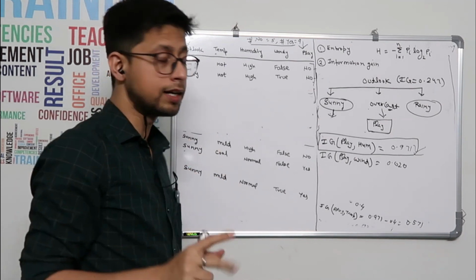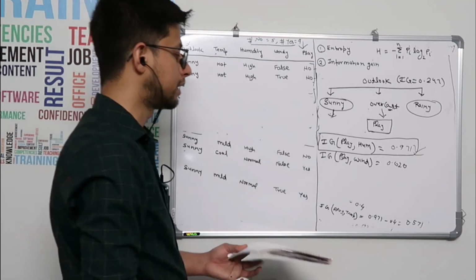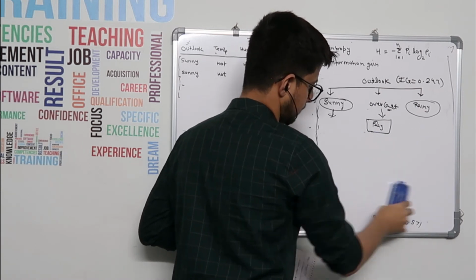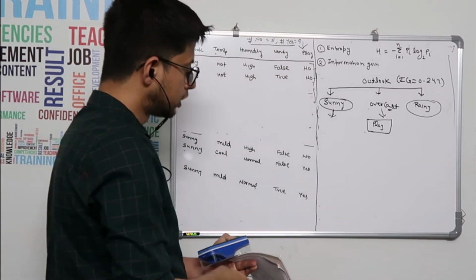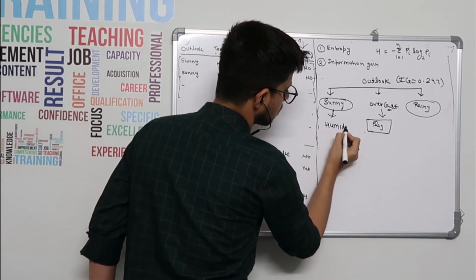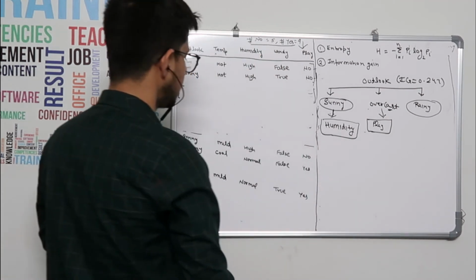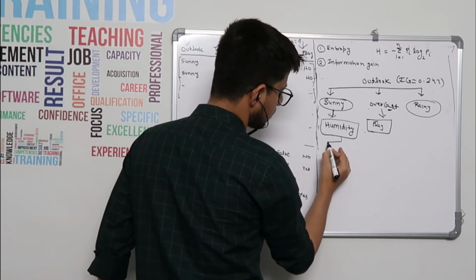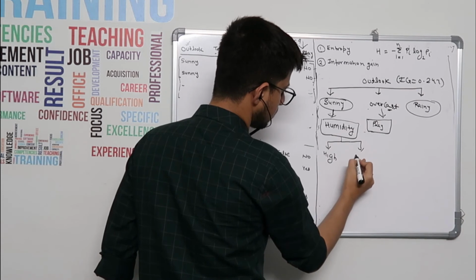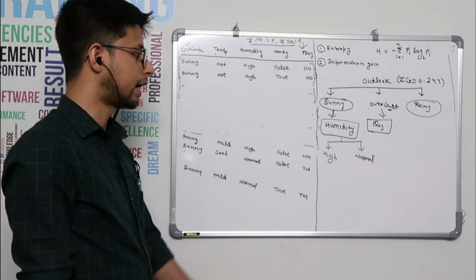Okay, so that we decided, right? It will not be temperature, it will not be windy. Next node will be humidity. Okay, so now I'm writing the next node. So now next node is humidity. Okay, and humidity is either it is high or it is normal. Okay, whether it is high or normal.